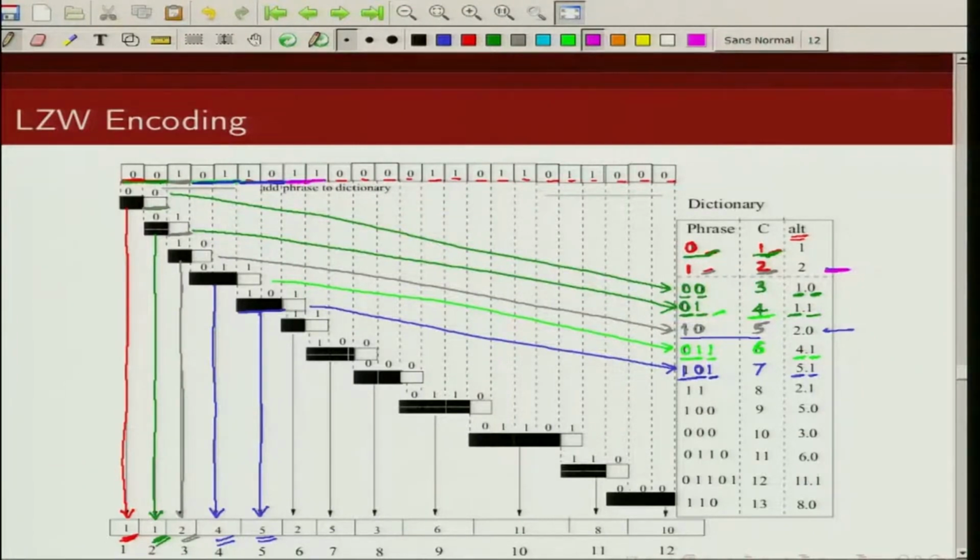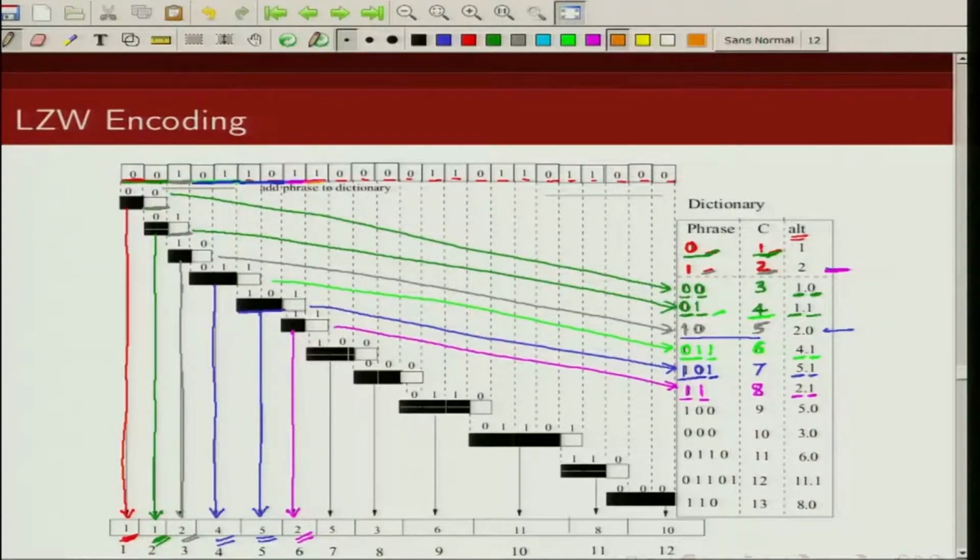1 1. Is 1 1 in the dictionary? The answer is no. We have 0 1 0 0 0 1 1 0 0 1 1 1 0 1, but 1 1 is not there in the dictionary. So what will we do? We are going to put 1 1 into the dictionary. So that's 1 1, code word indexed by 8, and this can be written as the concatenation of 1 with this innovation symbol 1, and this 1 corresponds to code word 2 concatenated with innovation symbol 1. So we are going to code 1 then. 1 corresponds to code word number 2.